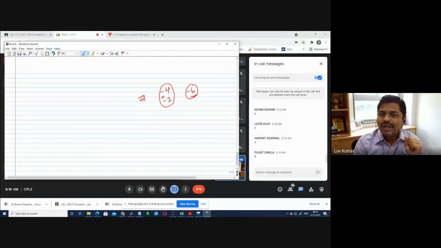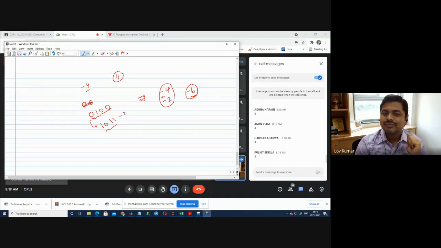Okay. Now we are going to write minus 4 as a 4-bit number. First, plus 4: how can we write plus 4? 0 1 0 0. Can we write 0 1 0 0 here? The first bit is used to represent the sign, and we are writing 0 1 0 0. Then what is the 1s complement? 1 0 1 1. This is minus 4.